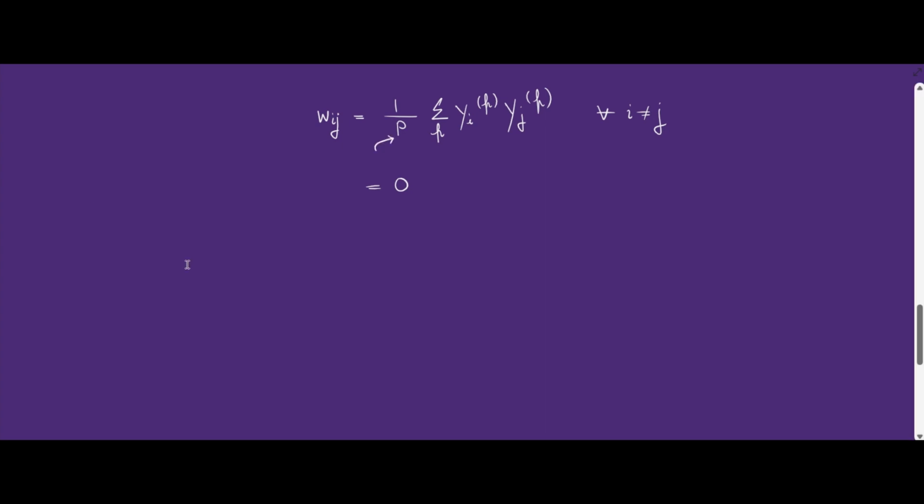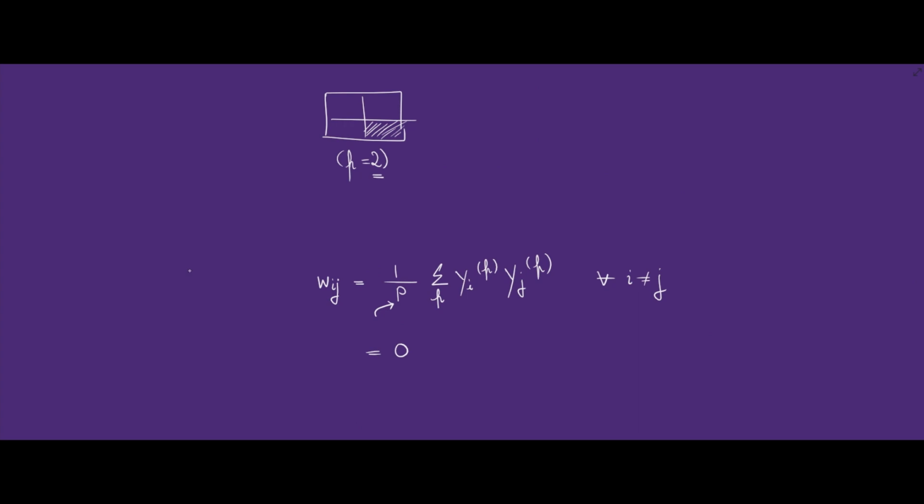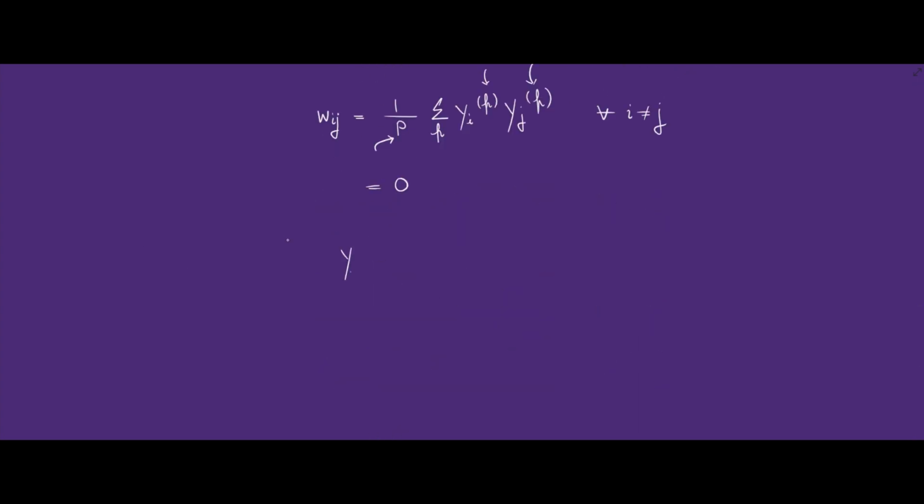Then in this case the elements of the weight matrix can be given as wij equal to 1 by capital P summation over all the patterns p of yi^p yj^p, for all i not equal to j, and it is equal to 0 otherwise, as we already know. So this capital P is the total number of patterns. So here it is 2. That is, we wanted to store two patterns, and this small p denotes the name of that particular pattern. And yi^p is the value of the ith neuron for the pattern p.